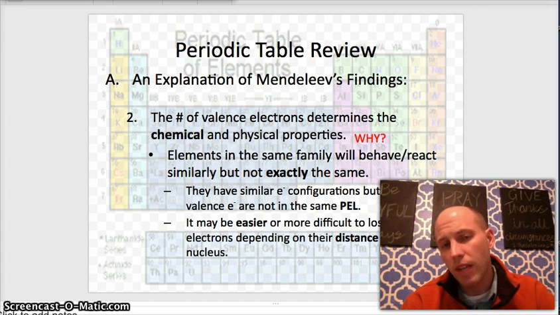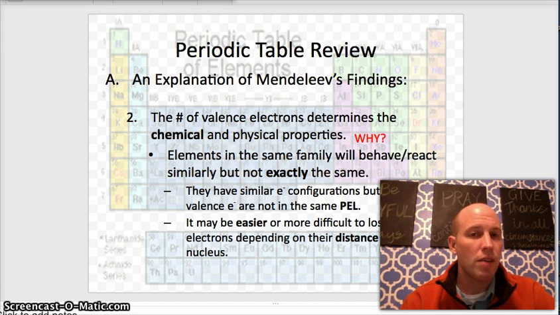So the main purpose of lesson 1 is to review and make sure that we're all on the same page as we segue into lesson 2 on periodic trends. So for now, let's see what you remember from a few months past.